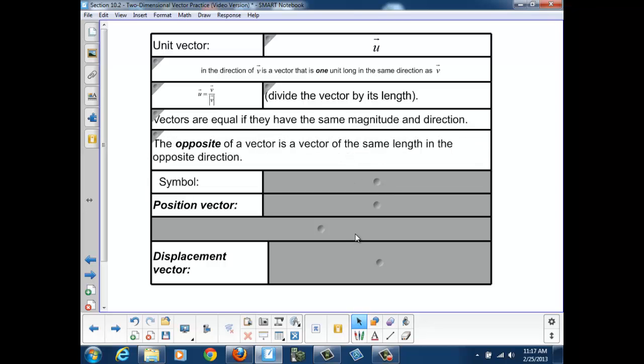The opposite of a vector is a vector of the same length in the opposite direction, and we simply symbolize that with a negative sign in front of our original vector.